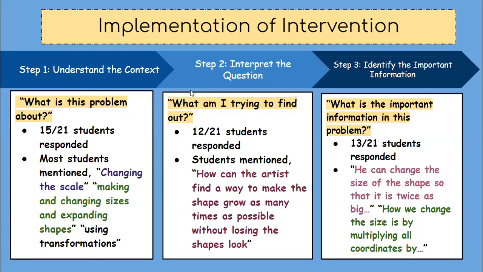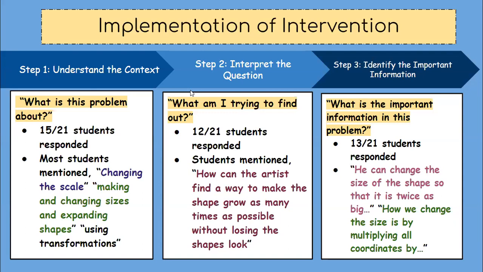And I asked them, so what am I trying to find out? And one student mentioned, how can I get the artist to find a way to make the shapes grow as many times possible without the shapes losing the look? So now we're on to something, right? And at that time, I was introducing the concept of dilation, which is where you take a shape and you multiply it so that way you can have, for example, a small, a medium, and a large.